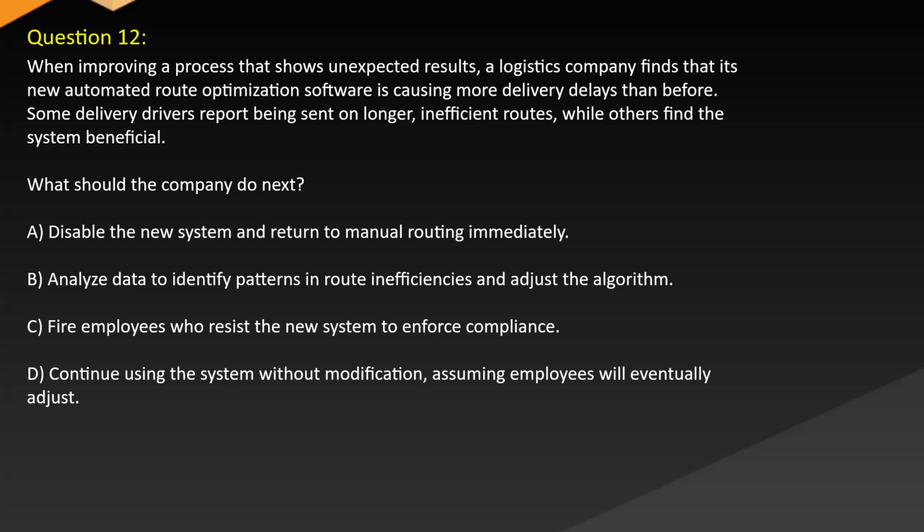A. Disable the new system and return to manual routing immediately. B. Analyze data to identify patterns in route inefficiencies and adjust the algorithm. C. Fire employees who resist the new system to enforce compliance. D. Continue using the system without modification, assuming employees will eventually adjust.